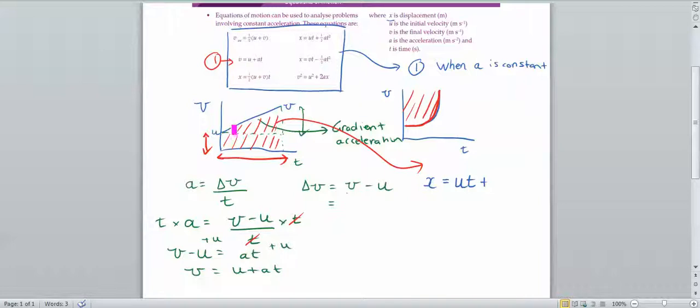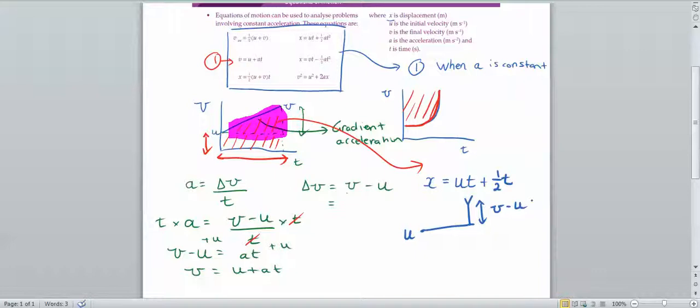That's this shape in here, which is a triangle. And look, if you're struggling to work out the area of a triangle, you're in a bit of trouble. Half base times height. Well, the base is t, and the height is, well, what is the height? Well, it's v minus u, isn't it? If you think about it, we start here at u and we go up to v. So I guess this height here is v take away u.